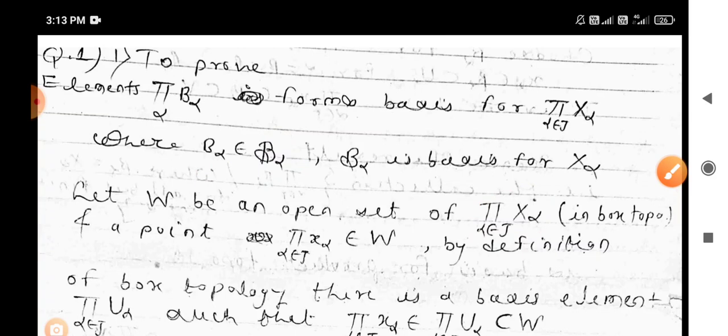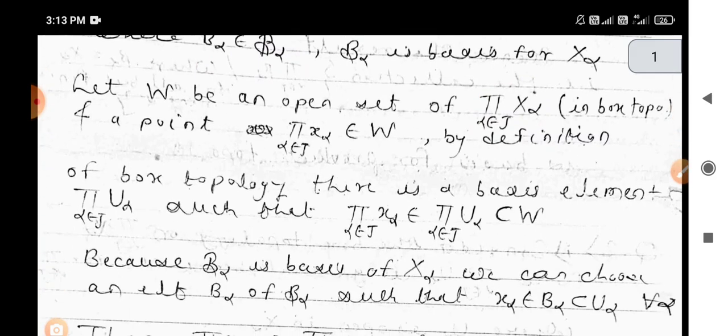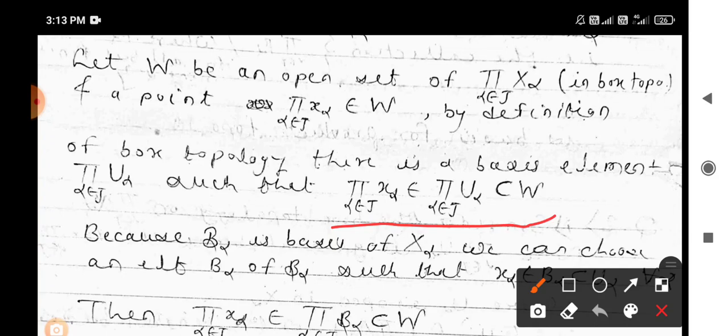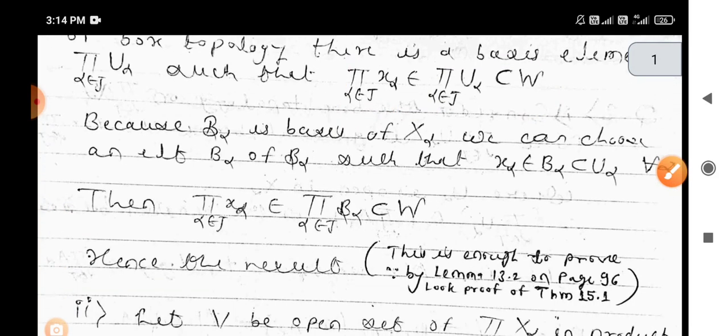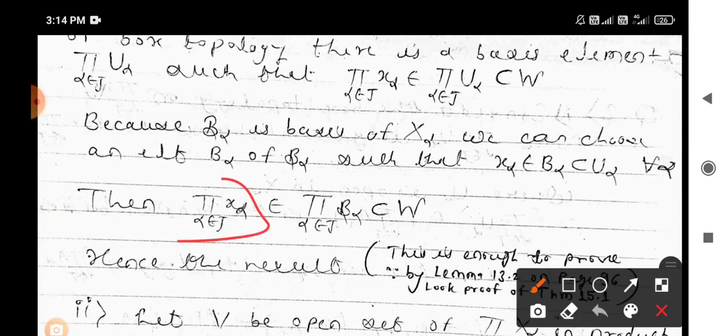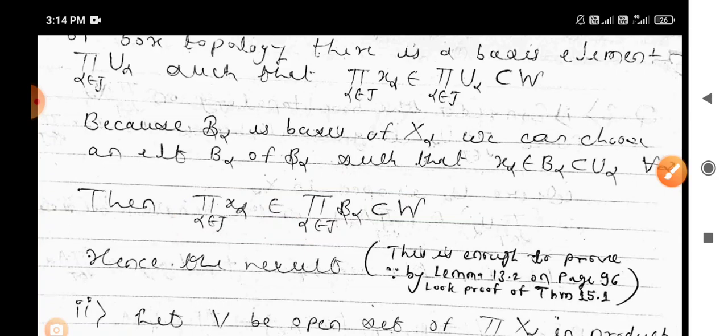Since from the definition of box topology, there is a basis element product of U alpha such that the point is contained in that product of U alpha, which is a subset of W. Because B alpha is a basis of X alpha, we can choose an element B alpha from that collection such that X alpha belongs to B alpha, contained in U alpha for every alpha. So this implies product of X alpha belongs to the collection product of B alpha, which is contained in W, hence our result is done. It is enough to prove this by using the lemma of 13.2 on page number 96.